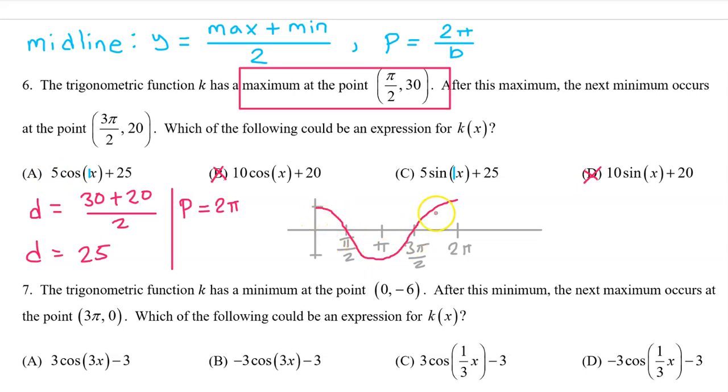One period of the cosine function with a positive a value is going to look like this. Will we have a maximum value at pi over 2? I think not. The cosine function will be on the midline at pi over 2. On the other hand, the version of the sine function that corresponds to a positive a value looks like this, which does have a maximum value at pi over 2. So the answer is C.